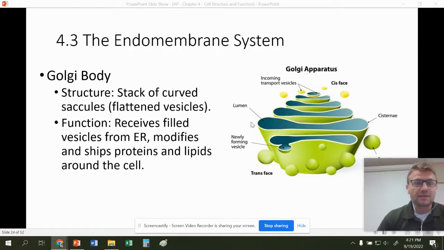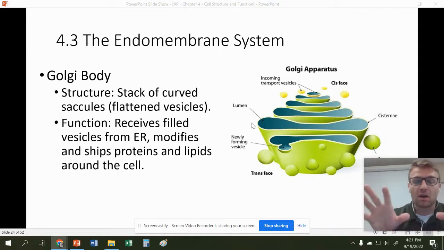Next, the Golgi body. This is a stack of curved flattened vesicles called saccules. Basically, what this organelle does is it receives these vesicles from the ER. It modifies and ships proteins and lipids all around the cell. So this is like our UPS center. It takes in the proteins and lipids, and then it pushes out vesicles to go to different places throughout the cell. And sometimes they actually leave the cell as well.